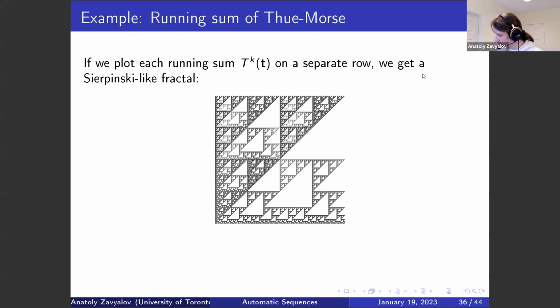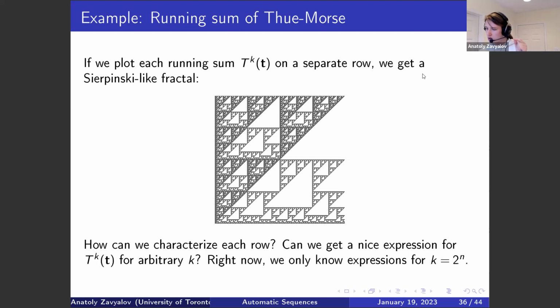And right now, I'm looking into how we can compute these rows. We can compute them manually and put them into an image. But if I want to take an arbitrary k and figure out what the kth row of this is going to be, what is the kth running sum, can we get an expression for it?